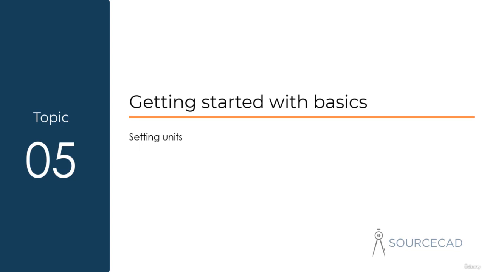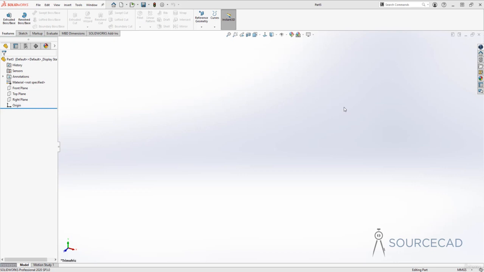Now let's talk about setting the unit for your drawing. The unit option is on the status bar on the bottom right corner right here. The unit for this drawing is millimeter gram second, or the MMGS unit system. Click here and you will see all the systems that we have for us.